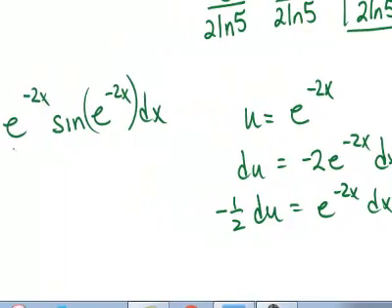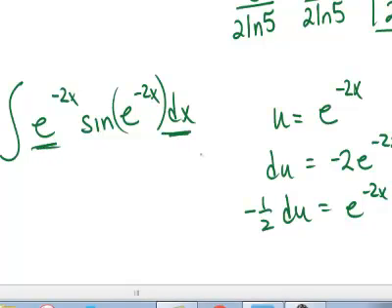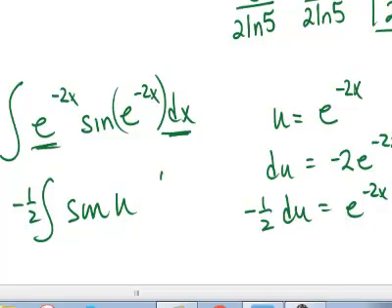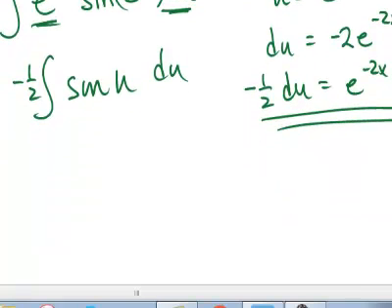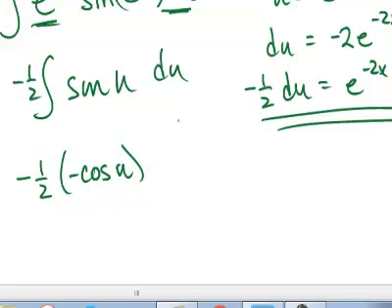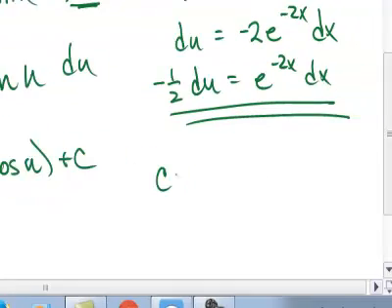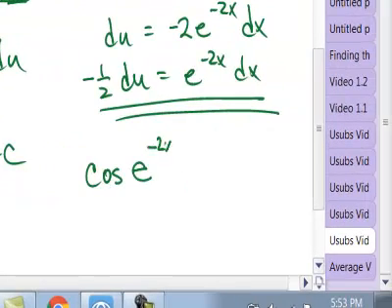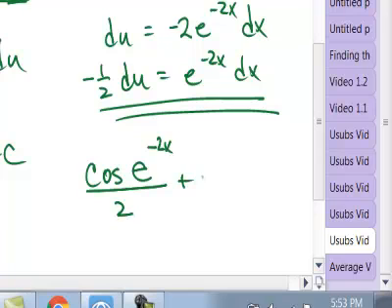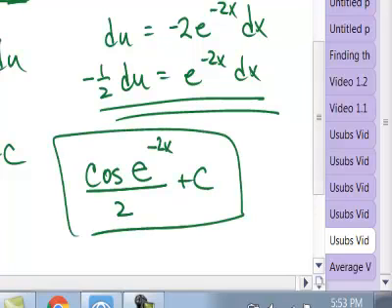All right, so it matches up nicely. I have e to the negative 2x dx, and this becomes the sine of u with a negative 1/2 in front, du. How's that work out? Okay, so here's what we're going to do: we're going to take the antiderivative of the sine, which is the negative cosine, right, and plus c, because it's an indefinite integral. The negatives take care of each other, and I get cosine of e to the negative 2x over 2 plus c as my answer. Okay?